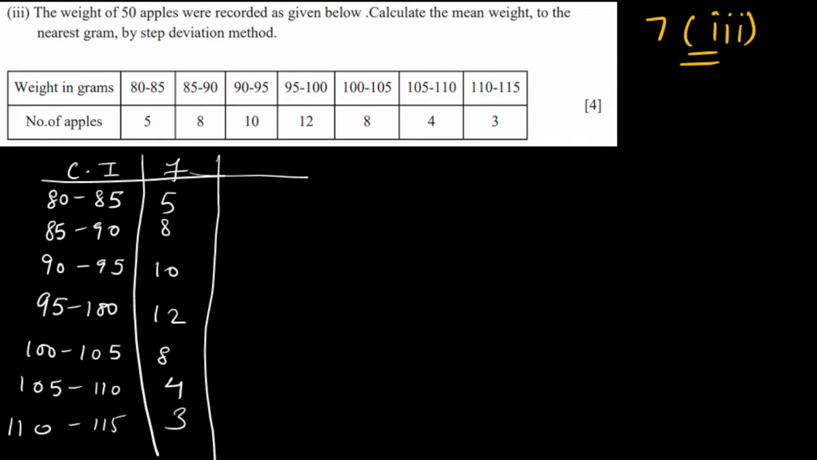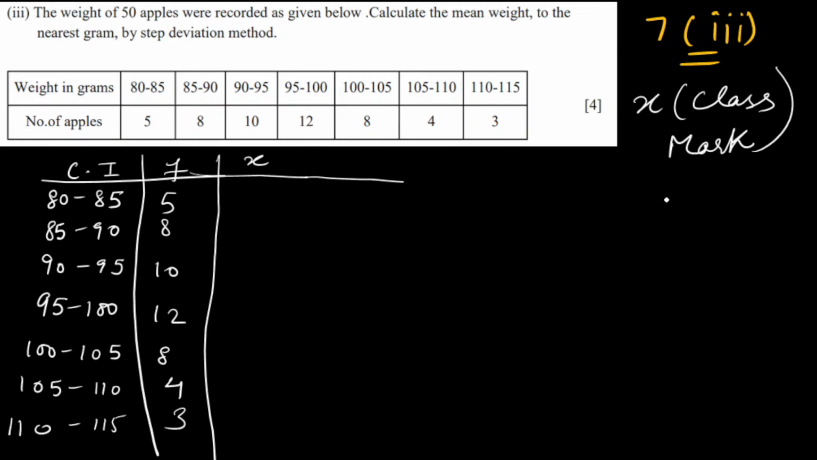What do we need in mean? Other than this, all the things in tabular form only, you have to attempt this question. So what is the third thing I should write? Yes, X. X means class mark. You should always be clear with the terms. X means class mark, we have to find.